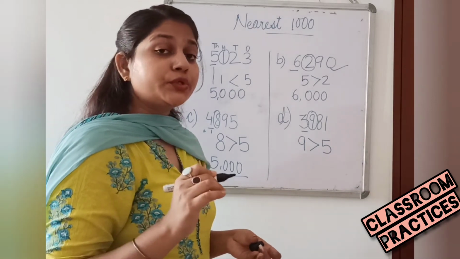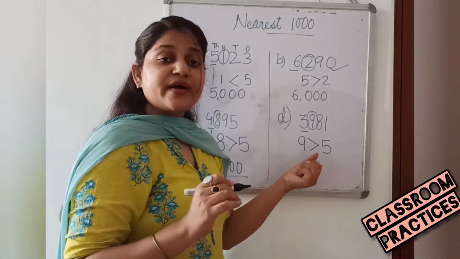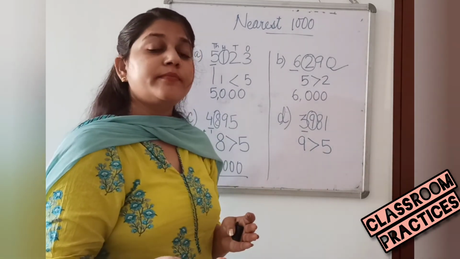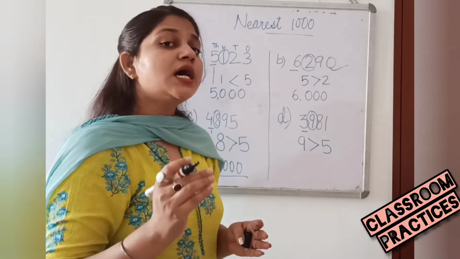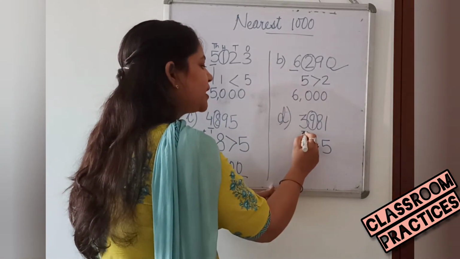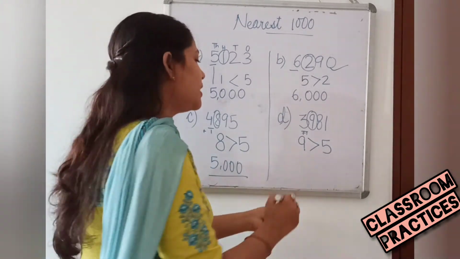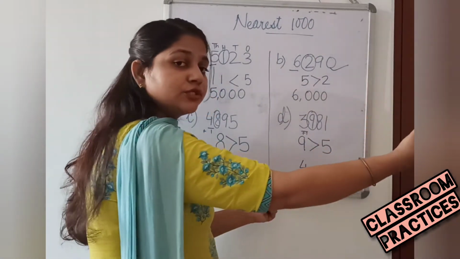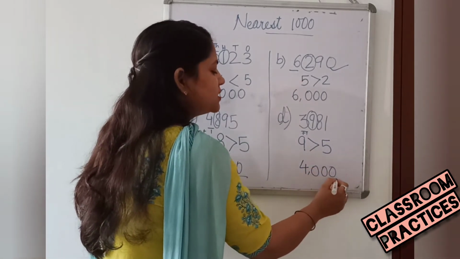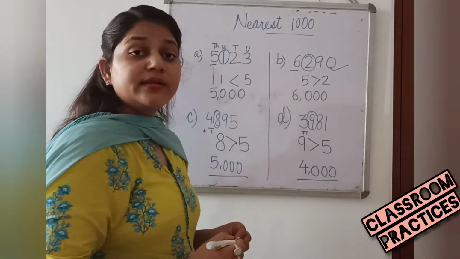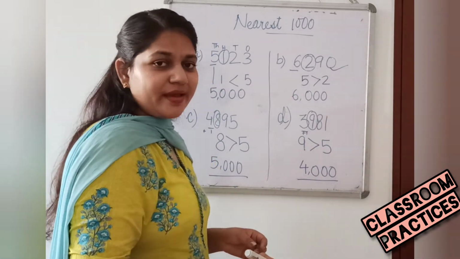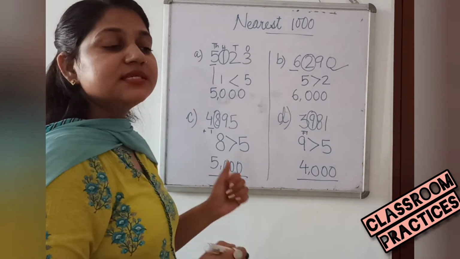So according to the rule, if it is 5 or greater than 5, then we will increase the thousands place by 1. We will raise its score by 1. So what will we do to 3? Add 1, so it became 4. And on the remaining next door places, what will we do? We will put 0 0 0. So 3981 will round off to 4000.